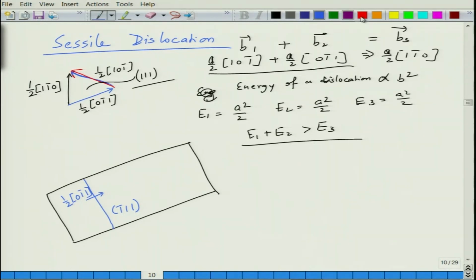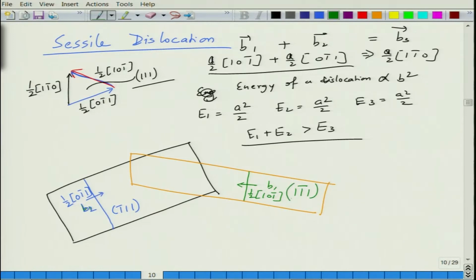Okay. Let us say we had another intersecting plane. This another intersecting plane was something like this, and in this we had a dislocation, so this was B1. In this case B2. And then this B2 was half 1 0 bar 1, and let us say this plane was 1 bar 1 1. So, the dot product is again equal to 0.